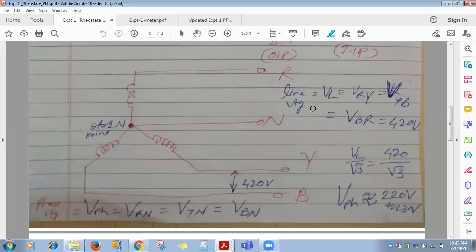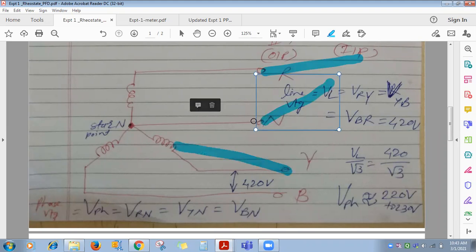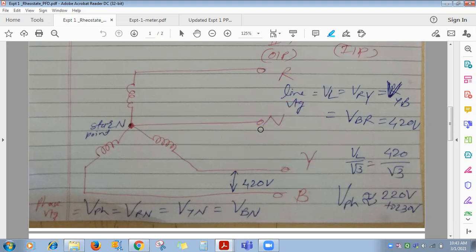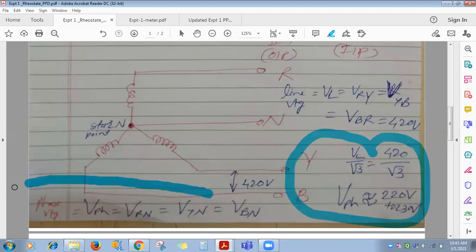Once this cable reaches each and every building, what is done? Some load of that building they put on R to neutral, some load they put on Y to neutral, and some load they put on B to neutral. So what is this R to neutral, Y to neutral and B to neutral? It is called single phase AC supply. So see, what is the relationship between line and phase voltage? This R to neutral, Y to neutral and B to neutral is called phase voltage.